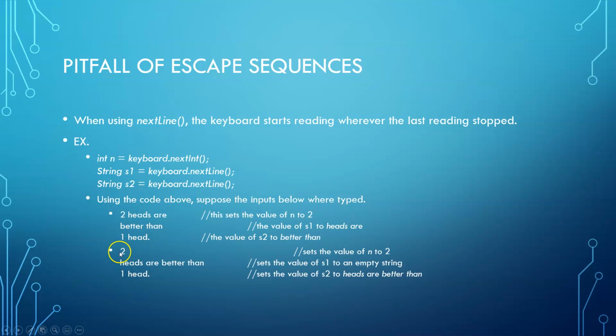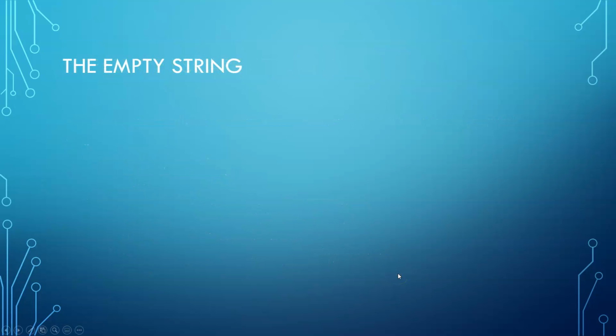However, if we look at the second example, we have 2, and then "heads are better than", and then "one head". Here, we'll still get 2. s1, though, is going to be an empty string, because remember, it has not gone to the next line yet. Then "heads are better than" will then be s2.